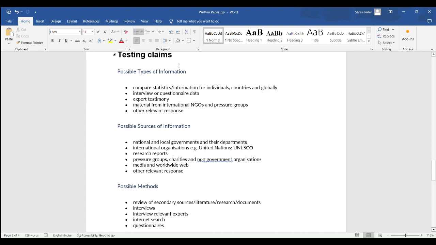For example, how will you start? You'll start with that. To test this claim, I would use different types of information that are from diverse sources yet reliable, and different methods. Then you will say that the information that I would use would be to compare the statistics for individual countries or globally, interview or questionnaire data, expert testimony, material from international NGOs and pressure groups, and other relevant responses.